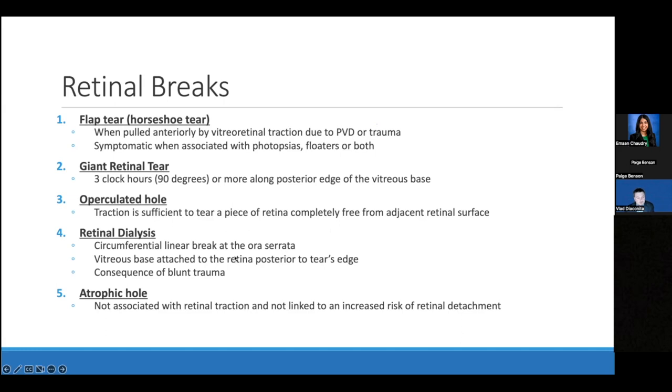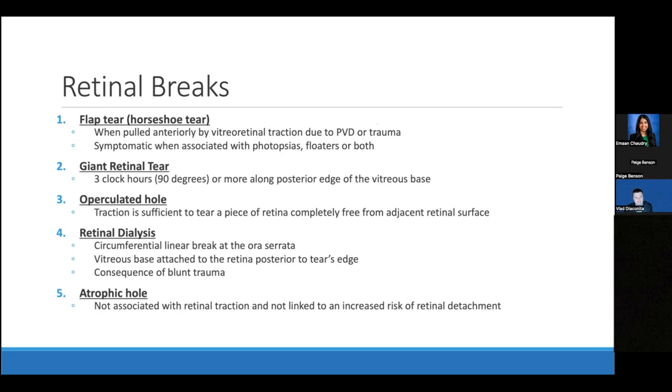And then atrophic hole is a special type of hole that usually does not lead to a detachment, but can rarely lead to a detachment. A lot of people, even people in this chat, probably have atrophic holes. Doesn't mean they get detachments, and we don't have to necessarily treat them. In fact, we don't usually treat them. And I don't want to scare anybody there, okay? And somebody asked, how does a vitreous detachment lead to retinal detachment? That's a great question.